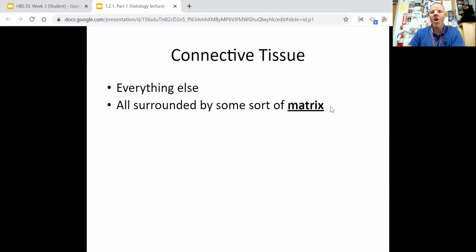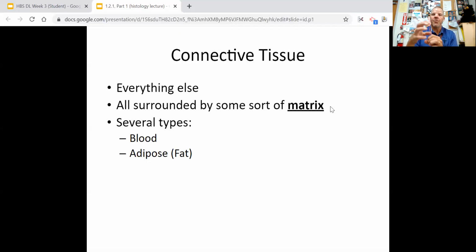One thing that is common about connective tissue is that all the cells are surrounded by some sort of matrix, some sort of outer substance. There's lots of types of connective tissue. Blood is a connective tissue. Its matrix is called water or plasma. So blood cells are actually separated, but they're all surrounded by water or plasma. Adipose is a fancy way of saying fat cells. And these cells are all surrounded by droplets of oil or fat. Bone cells are all surrounded by a makeup of calcium that keeps them strong.